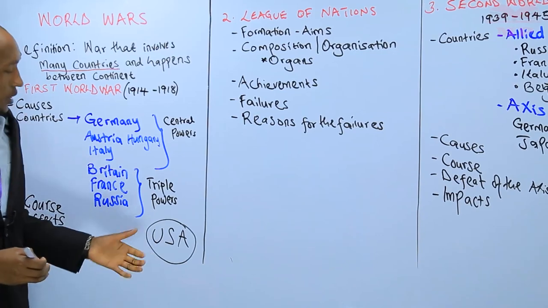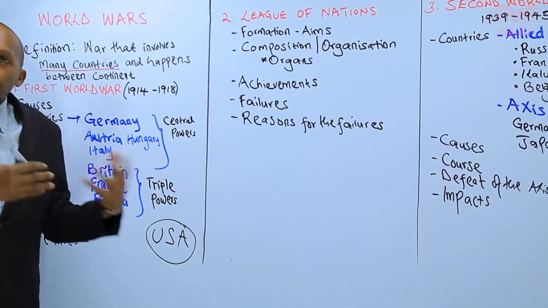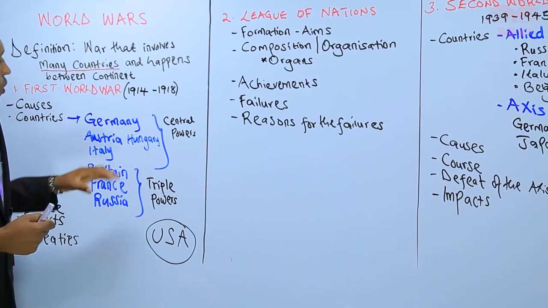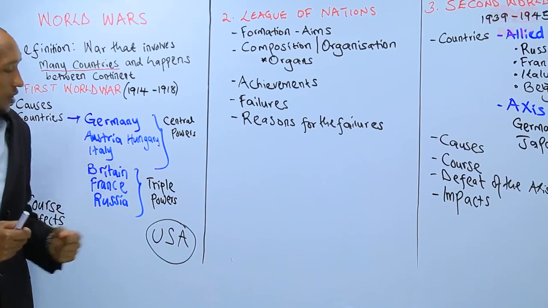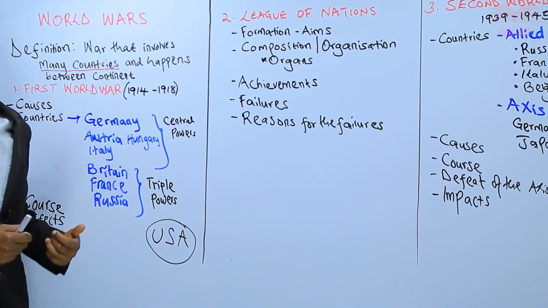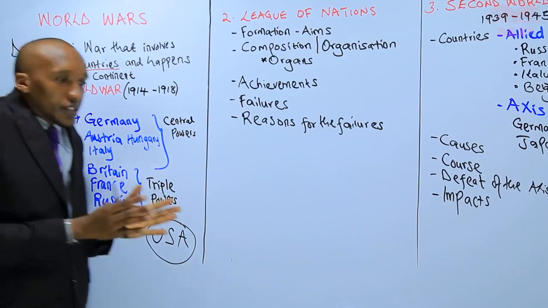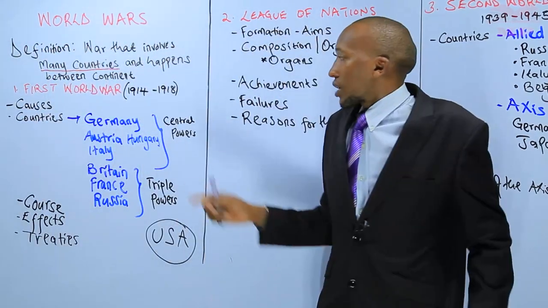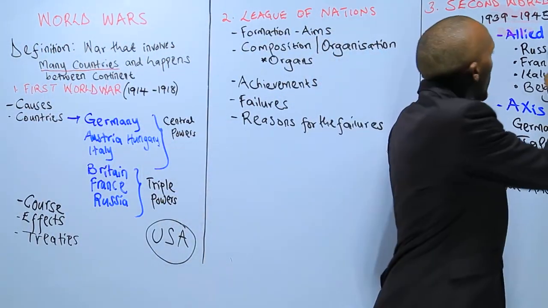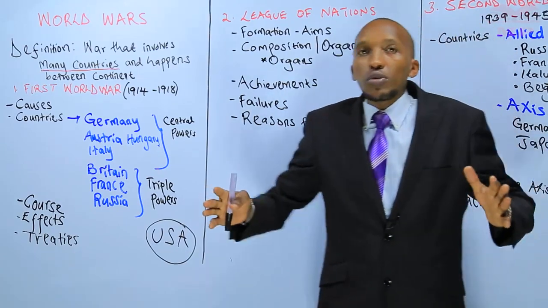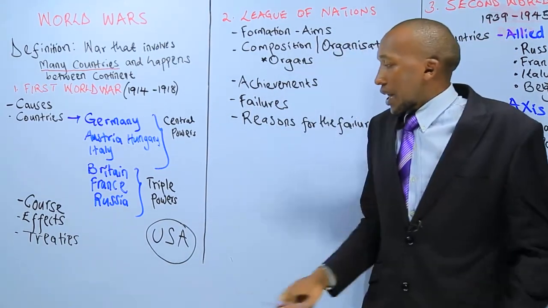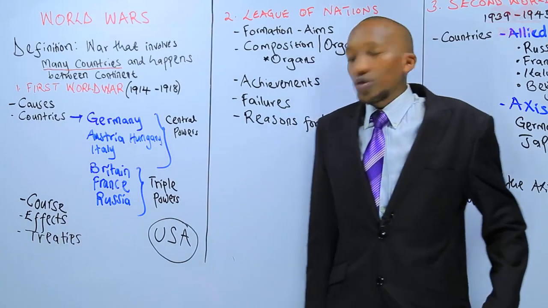There are reasons why the USA did not take part in any of the conflicts. The first reason is that the USA put itself apart from the two groups. It wanted to remain neutral. Why do you think it wanted to remain neutral?